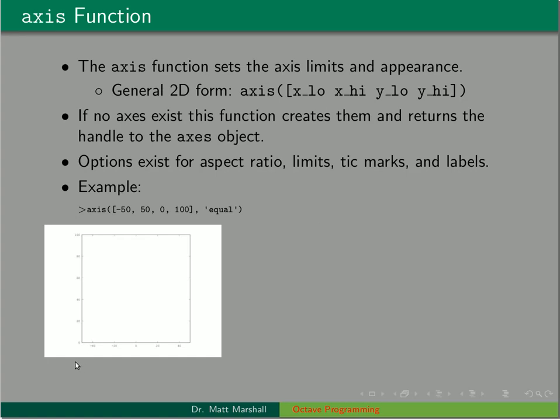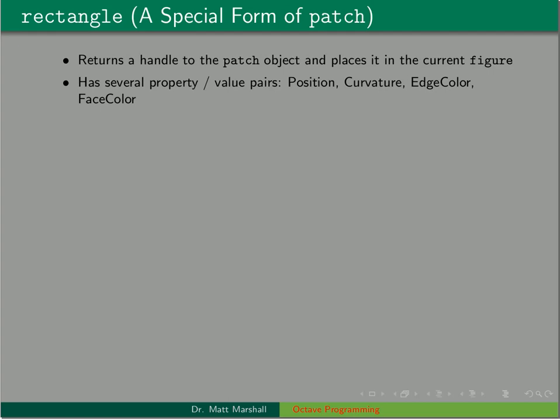The x range is from -50 to 50, and the y range is from 0 to 100. And you see that the scaling on x and y is equal. So, as I said, now we have this figure object. And a rectangle, the rectangle function creates a patch object. And so the patch is the graphics object, and then this rectangle function just simplifies the creation of a patch object with some specific characteristics. So, for example, the position, the curvature, the edge color, and the face color are things that you can supply through rectangle to the patch function.